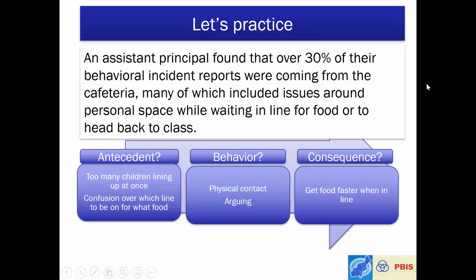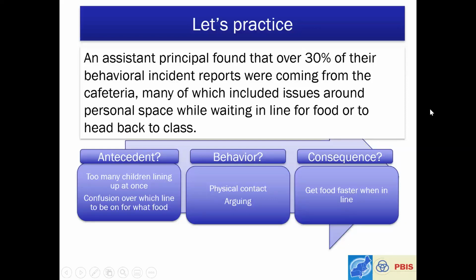Let's look at another example. An assistant principal found that over 30% of their behavioral incident reports in the school were coming from the cafeteria, many of which included issues around personal space while waiting in line for food or while they were in line heading back to class. I'm sure we've seen this happen in many schools as well. What do you think the antecedent is in this example?